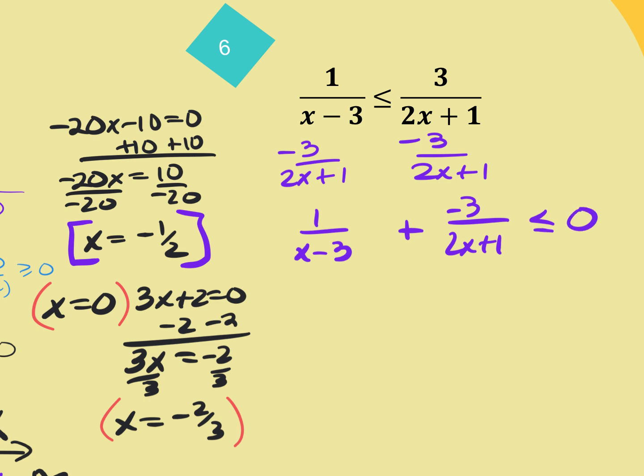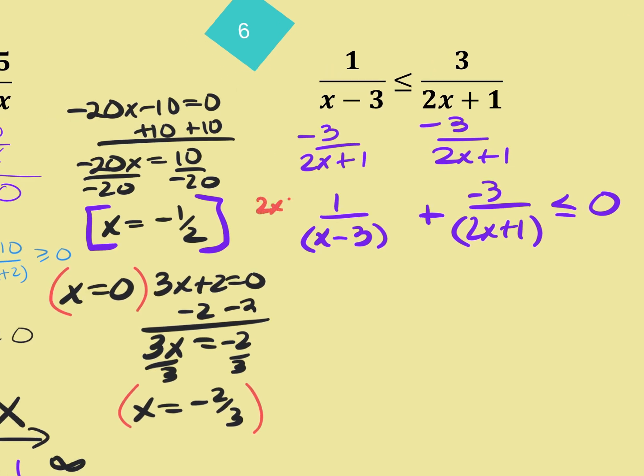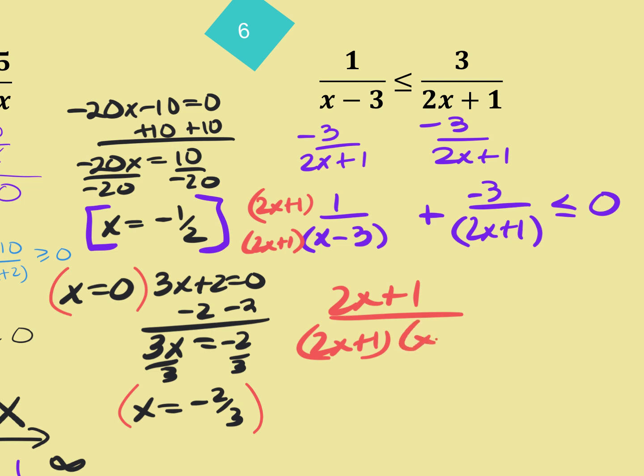I need to find the common denominator. It's actually going to be both of these. So my first fraction is missing the 2x plus 1, so I'm going to multiply that to the numerator and the denominator. Distributing a 1 to that, it just stays the same, over 2x plus 1, x minus 3. Then this one is missing the x minus 3.